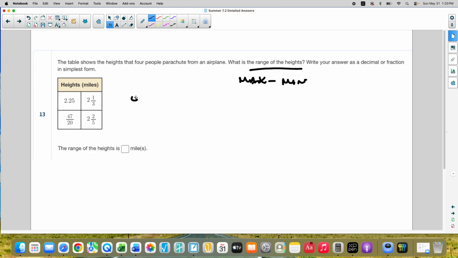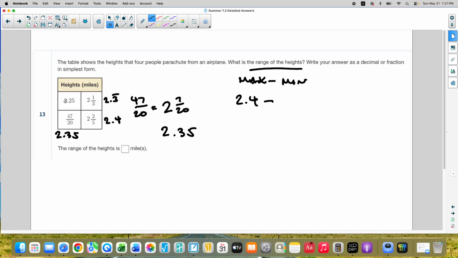So the first thing is we're going to change 47/20 to 2 7/20, and now we can change that to a decimal if we want. That's going to be times 5 to make 100, so 2.35 is going to be this. This is 2.35. That's more than this. That's going to be 2.3 repeating. This is going to be 2.4 because double it.